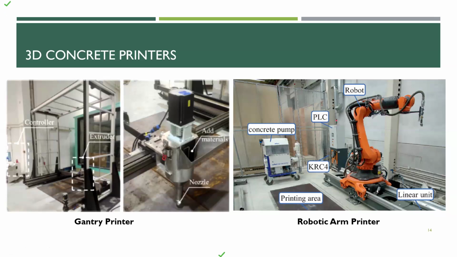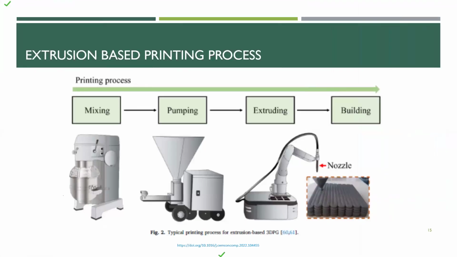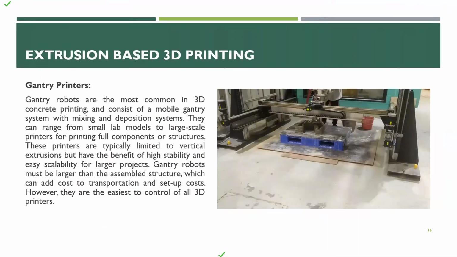Robotic arm printer can move in all directions, and it can be used to prepare any shape. But a gantry is an axis-limited printer. So this is the basic difference. Generally, the 5 steps are: first step is the mixing, second step is the pumping, you have to put it. Third step is extruding, and fourth step is the building. I've already discussed this, so I will not go into it again.